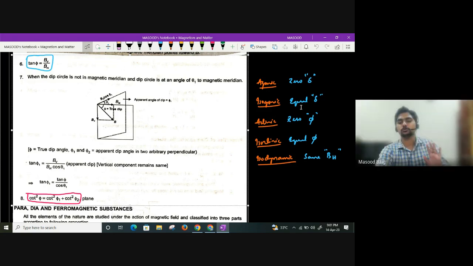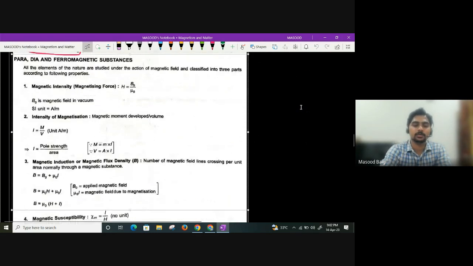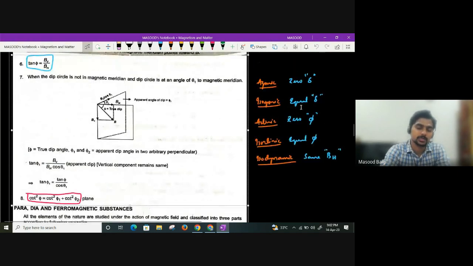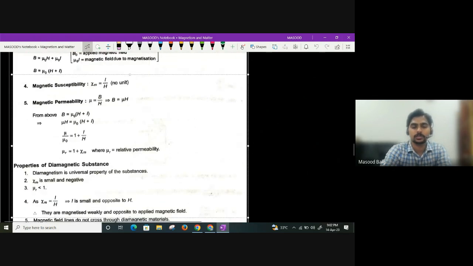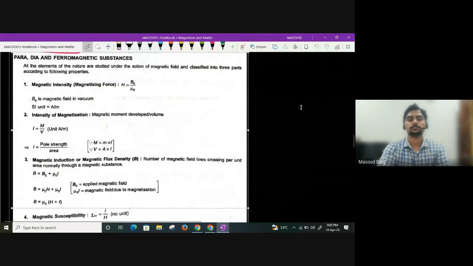So the dip circle is an instrument which measures the magnetic field. If it is lying in the magnetic meridian, the angle of dip will be your true dip. But if it is lying in some other plane, not the geographic meridian either, then the angle of dip will be given as the apparent dip, guys. Clear, all of you? There is one relation between the true dip and the apparent dip: cot square phi equals cot square phi 1 plus cot square phi 2. Is that clear? Yes or no?